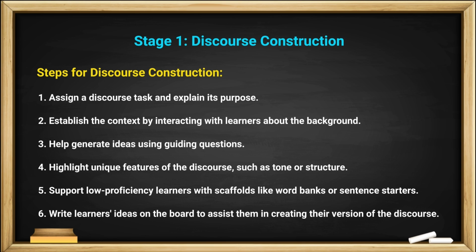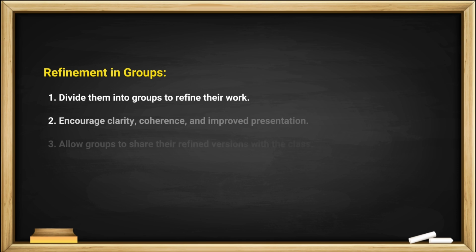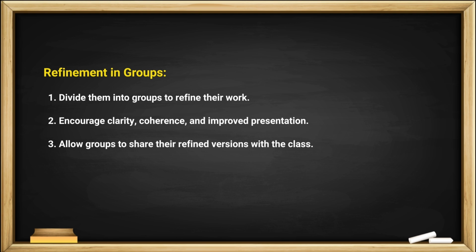Support low proficiency learners with scaffolds like word banks or sentence starters. Write learners' ideas on the board to assist them in creating their version of the discourse. Refinement in groups. After learners construct their discourse, divide them into groups to refine their work. Encourage clarity, coherence, and improved presentation. Allow groups to share their refined versions with the class.